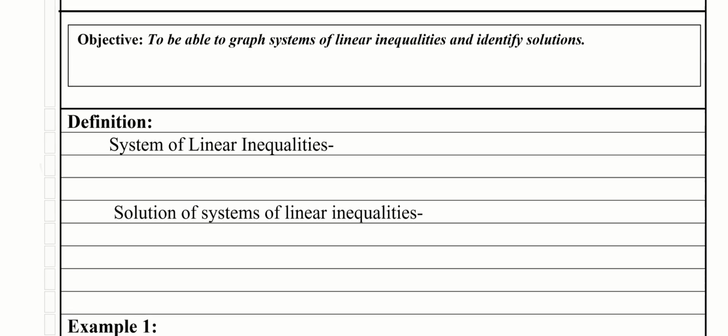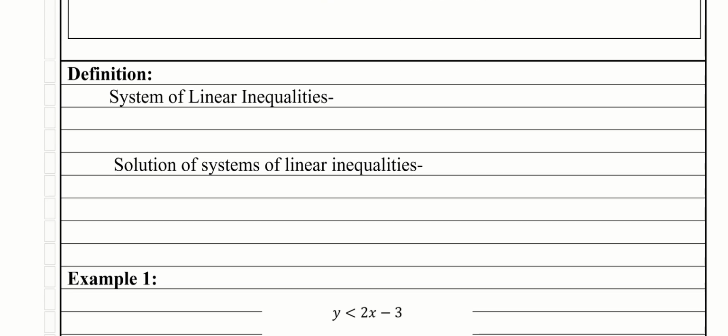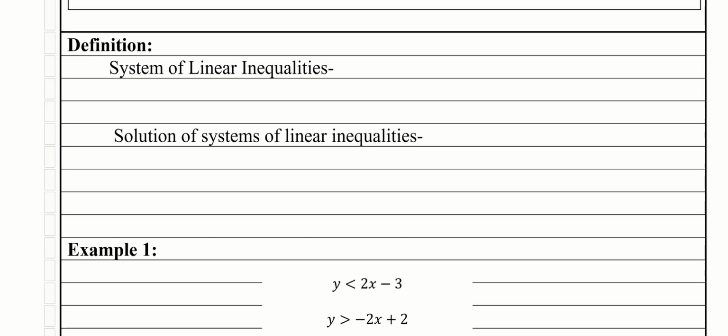All right, so last time we talked about linear inequalities where we would have something in the form of y equals mx plus b, except with greater than or less than, and then I would graph it and I would shade one side or the other. So now we're going to talk about systems of linear inequalities. A system of linear inequalities is simply just two or more linear inequalities. System just means two or more linear inequalities.